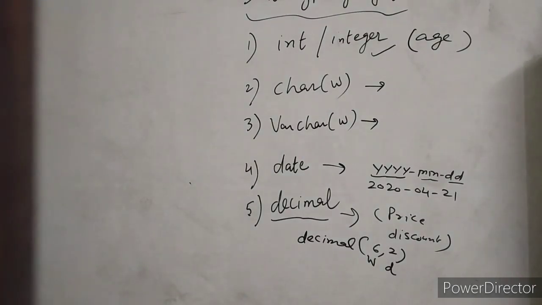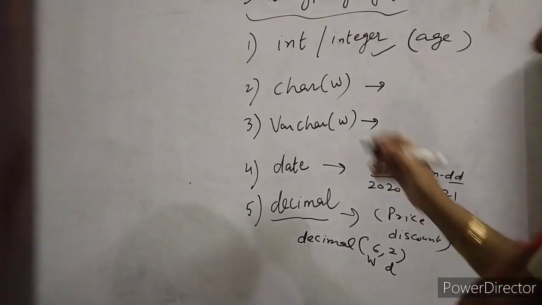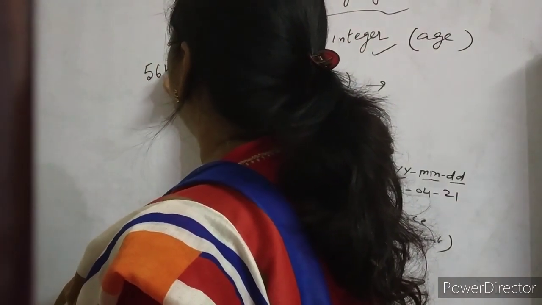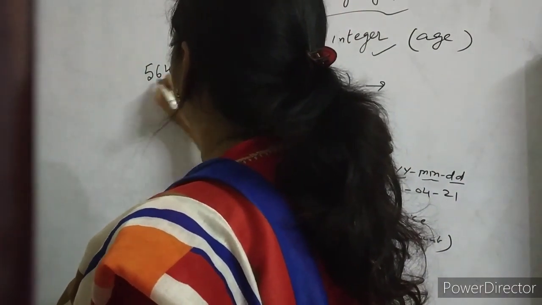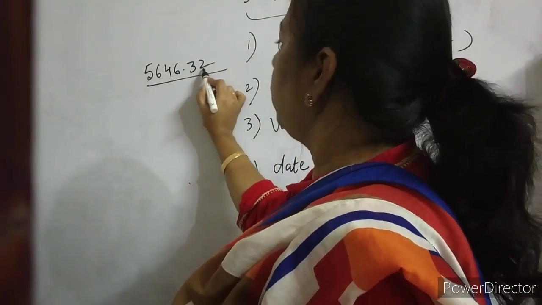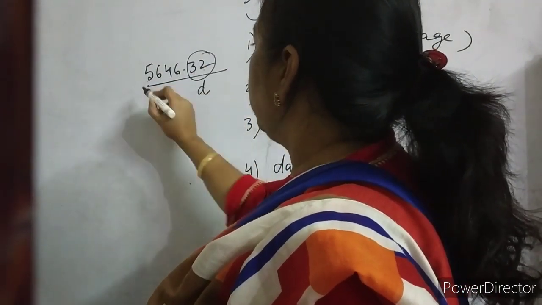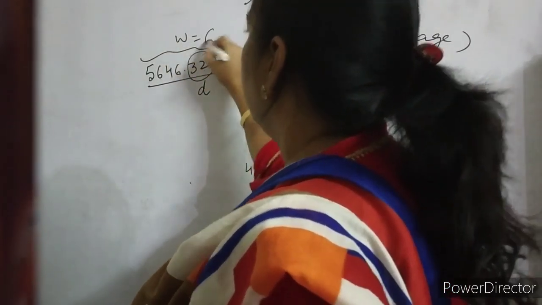In decimal data type, I write two parameters in bracket. First is width, total width, and here I am mentioning the decimal points. It means what type of values I can enter in decimal. It means total width of the data is 6 and 2 I am allotting for the decimal points. It means I can enter data like 5646.32, 1, 2, 3, 4, 5, 6. These two are the decimal points and total width of my data is 6.